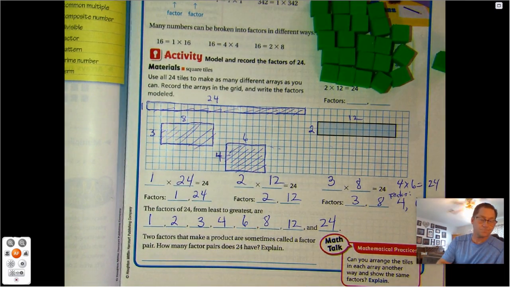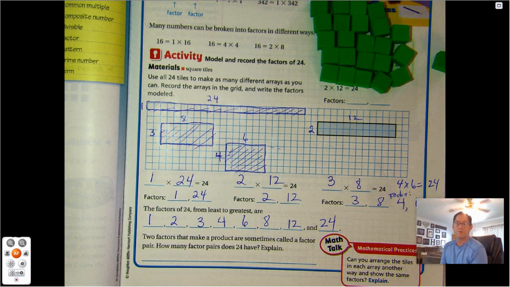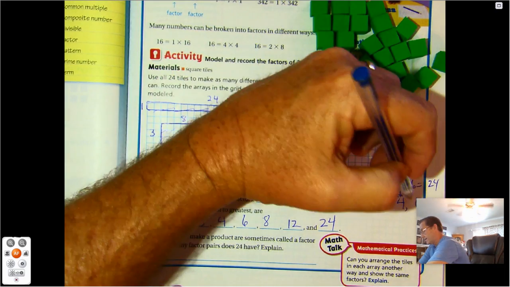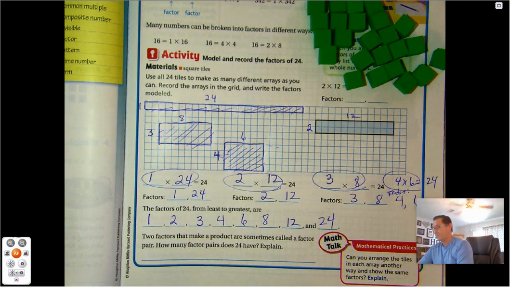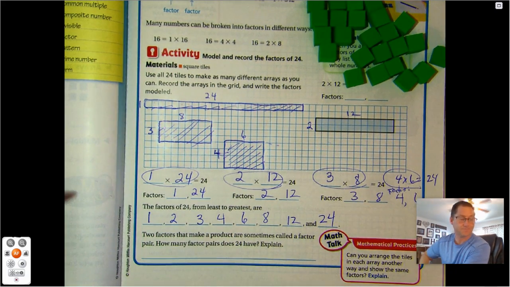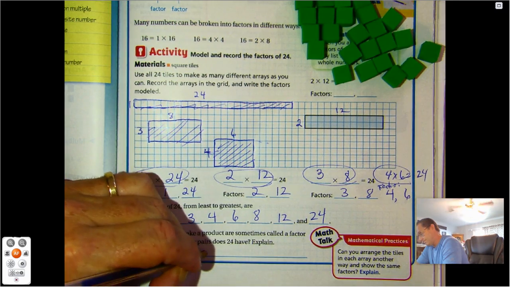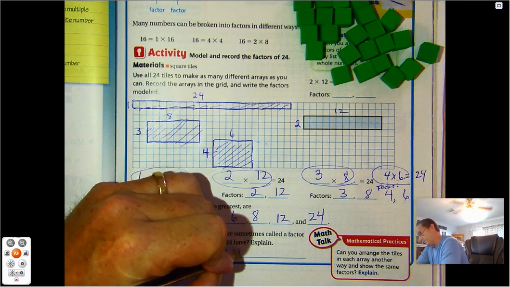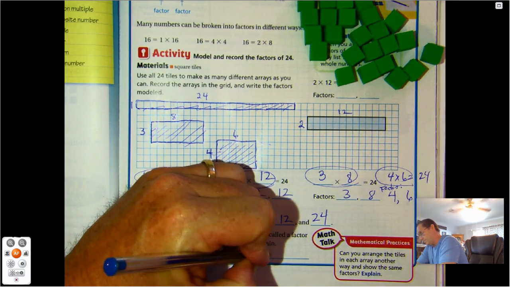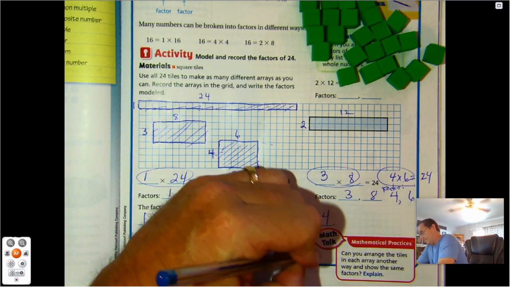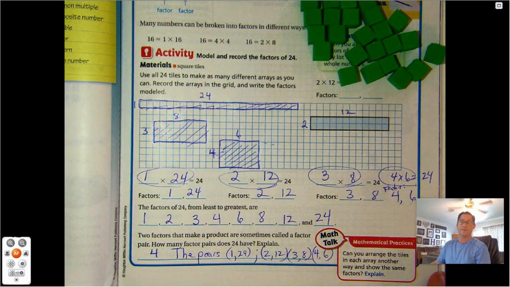Okay. 2 factors that make a product are sometimes called a factor pair. How many factor pairs does 24 have? So there's 1, 2, 3, 4. 4 factor pairs. The pairs are 1 and 24, 2 and 12, 3 and 8, 4 and 6. Okay. All right, so those are factors.